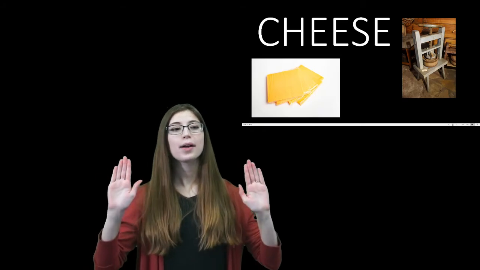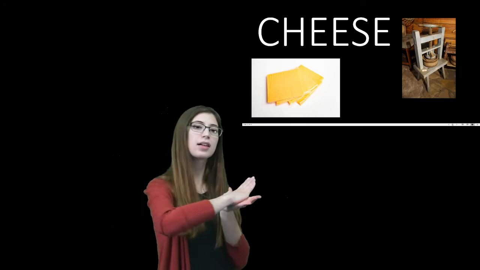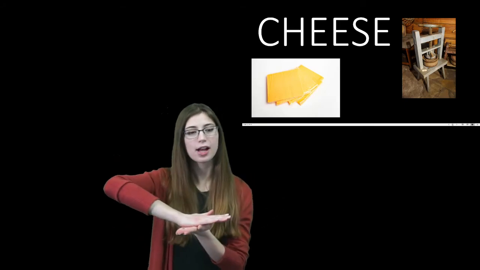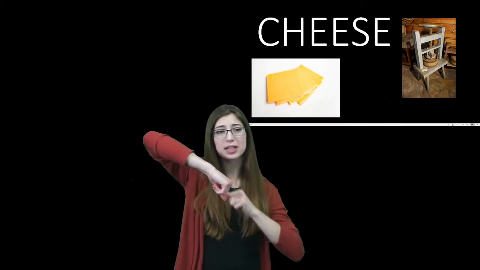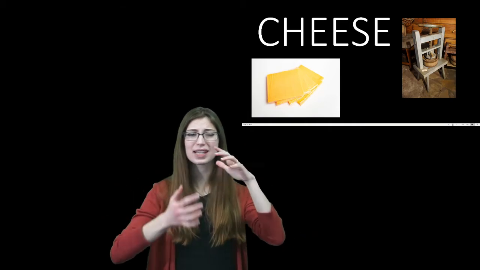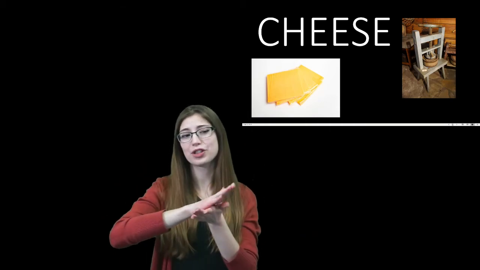Cheese. 2 open B handshakes. Non-dominant hand on the bottom, your dominant hand on top, palm to palm. Your dominant hand is going to press a little bit and twist back and forth. I think it is connected to a cheese press that would be used to press and condense old cheeses, possibly. Cheese.